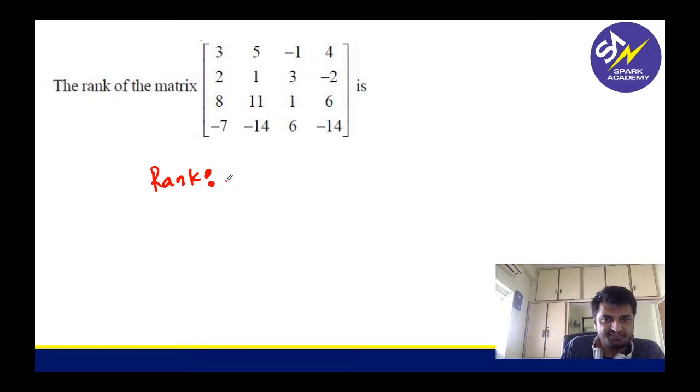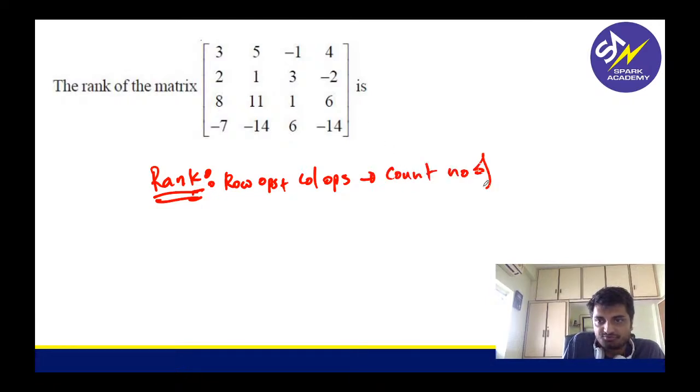Determinant is one method, Tejas, but I don't recommend that. I told you rank when we were discussing yesterday. I had premiered that video on YouTube as well, so that you refer to it for complex numbers and matrices doubts. In that video, I discussed that if you want to find out rank, you have to perform row operations, column operations, and then count the number of non-zero rows.